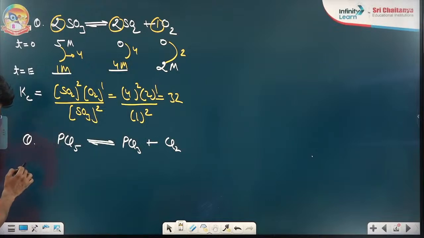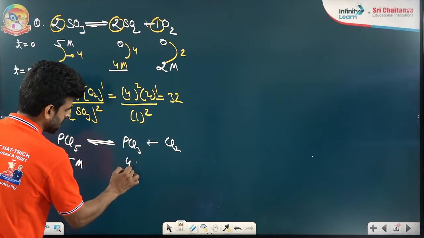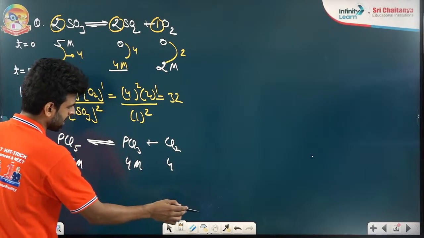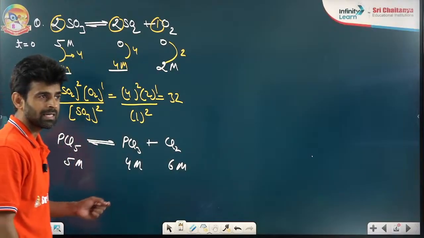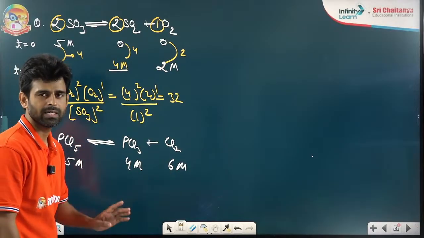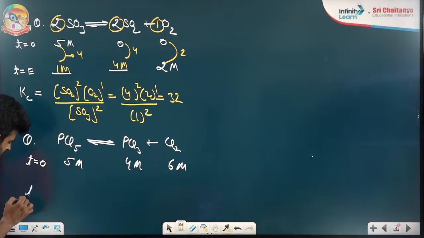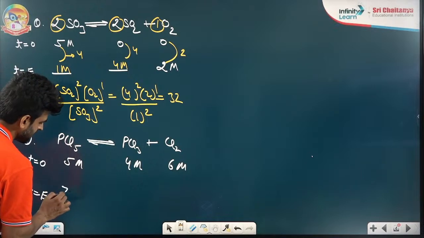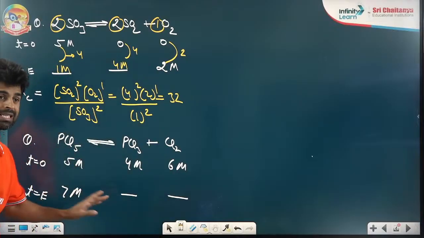So, at time of 0, beta, at time of 0, initial time, right? I am saying it is 5 molar. It is 4 molar, and imagine it is how much, beta? I can say something, imagine 6 molar. In the initial point, when I'm starting the reaction, it is 5, it is 4 and 6. I can take product also in the reaction, no issue. Okay. So, and at the time of equilibrium, we observed that it is 7 molar. So you have to find their concentration and then find Kc.